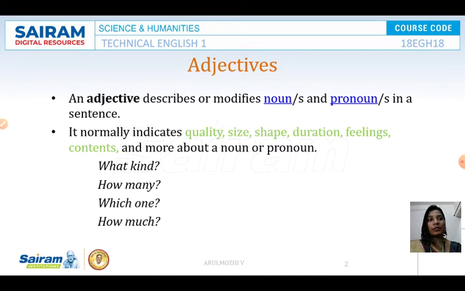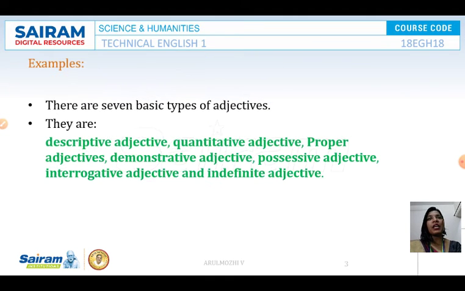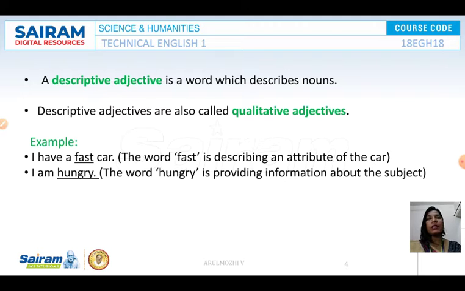How many nouns are there? How much noun is there? Which one is the best one? And there are seven types of adjective in English grammar. They are descriptive adjectives, quantitative adjective, proper adjective, demonstrative adjective, possessive adjective, interrogative adjective, and indefinite adjective. Let's go and see one by one these seven different types of adjectives.